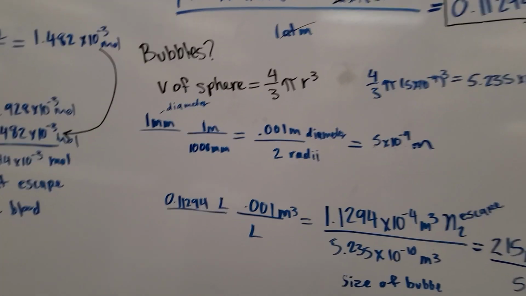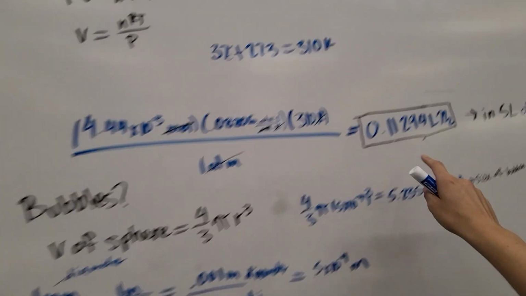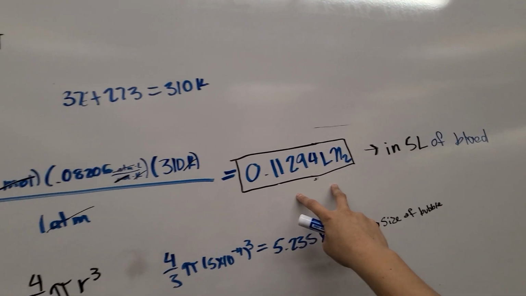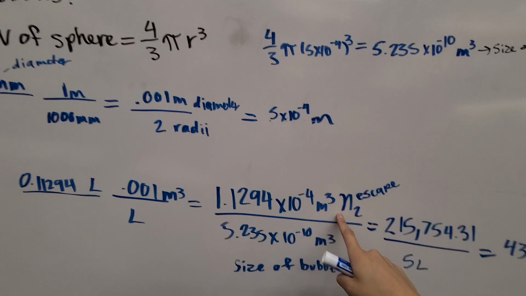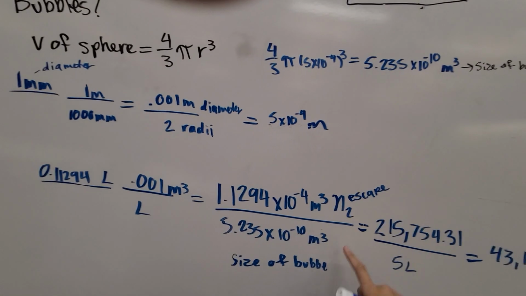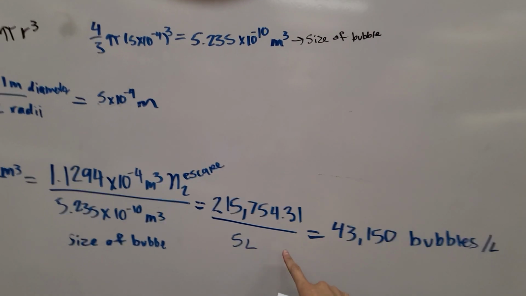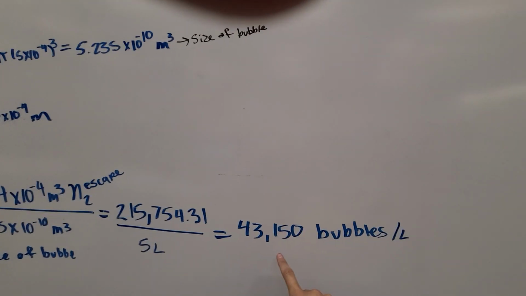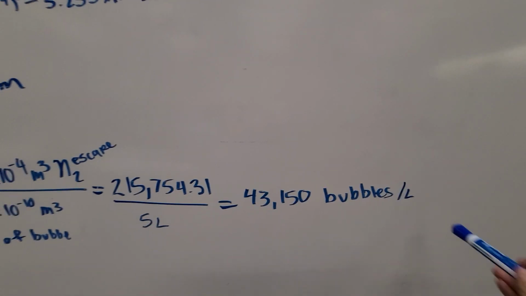And then we get the volume of the escaped dinitrogen and convert it to meters cubed. And then once we have the volume of dinitrogen that is escaped, we divide that by the size of the bubble to get the number of bubbles in 5 liters, and we divide that by 5 to get the number of bubbles in 1 liter, which is 43,150 bubbles for every 1 liter.